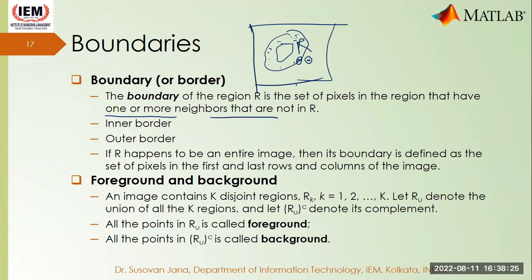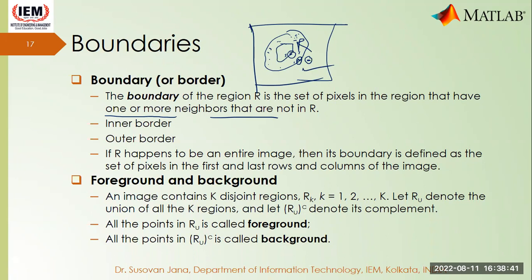One object has two boundaries. One is inner boundary, another is outer. In this example, I have shown outer boundary. Here you can get one inner boundary also. So for being boundary pixel, at least one or more neighbors should be outside that region.